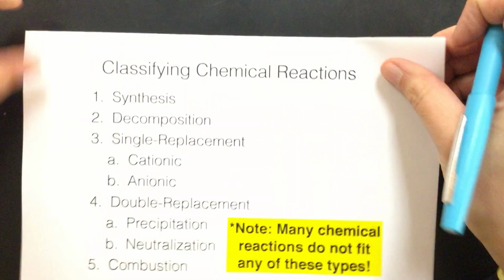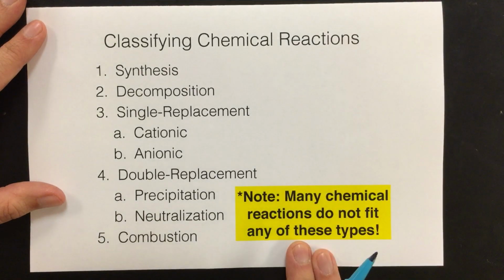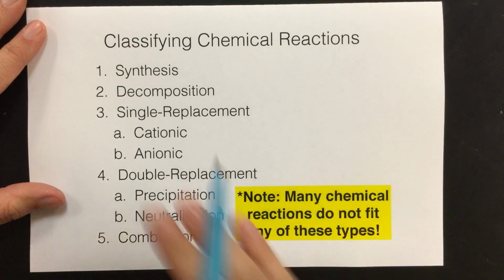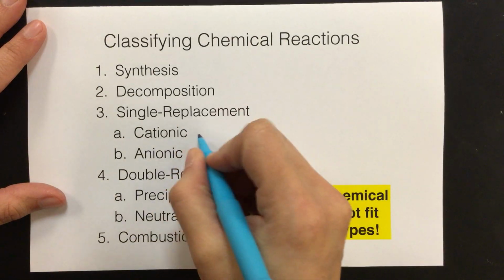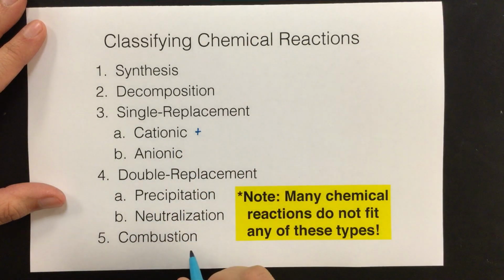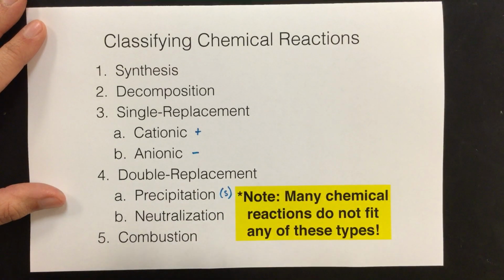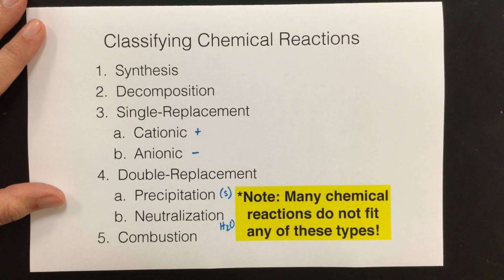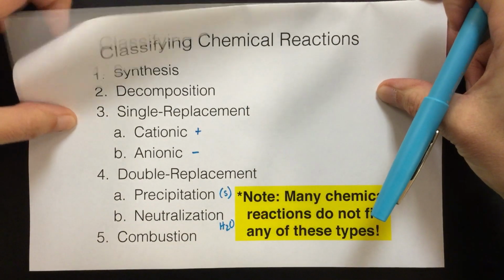Okay. So here's kind of the breakdown of the reactions we learned. Keep in mind that most reactions really don't fit any of these, but for a lot of your assignments, they'll fit into one of these categories. So remember, cationic for single replacement means that the cations switched places. Anionic means the anions switched places. Precipitation means you formed a solid. Neutralization means you formed water. All right, so that should help you get through your homework assignment.